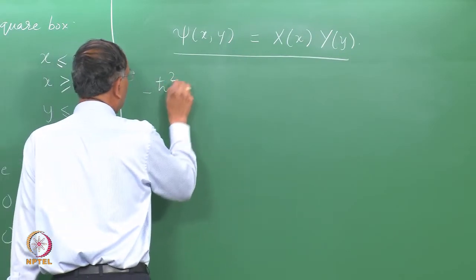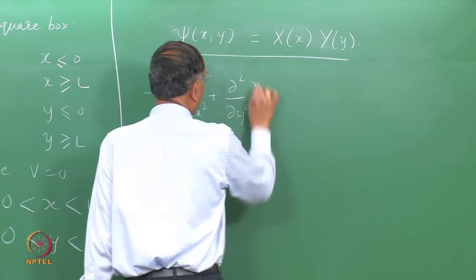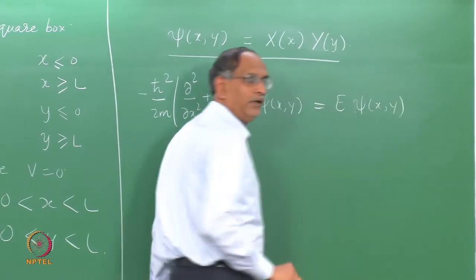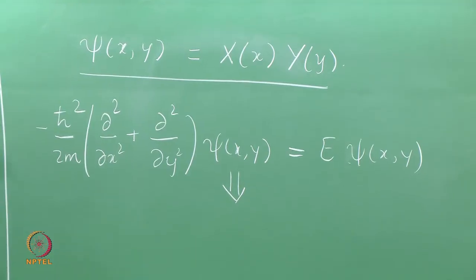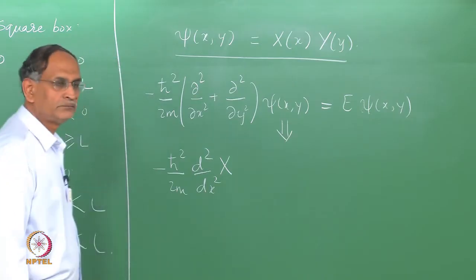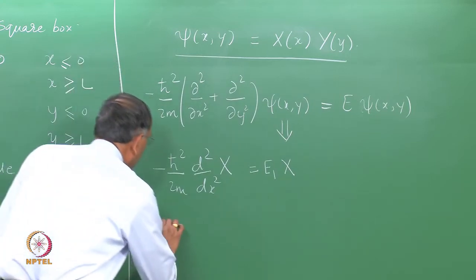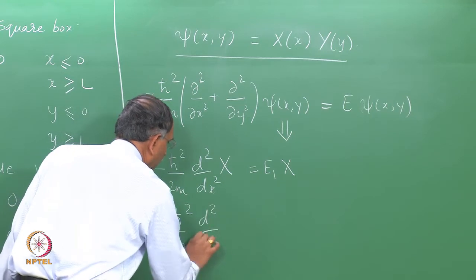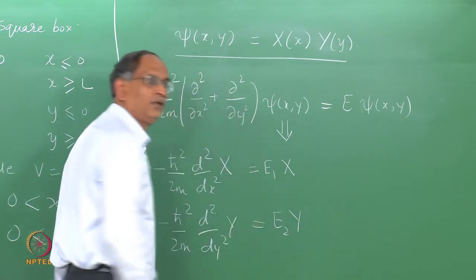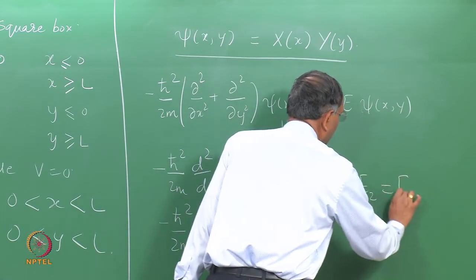With this choice, it is possible to separate this equation, minus h bar squared by 2m times ∂²/∂x² plus ∂²/∂y² acting on psi of x comma y, equal to E times psi of x comma y, into two equations, namely minus h bar squared by 2m d²/dx² X(x) is equal to E1 X(x), and minus h bar squared by 2m d²/dy² Y(y) is equal to E2 Y(y), but these two constants E1 and E2 are constrained by E1 plus E2 is equal to E.